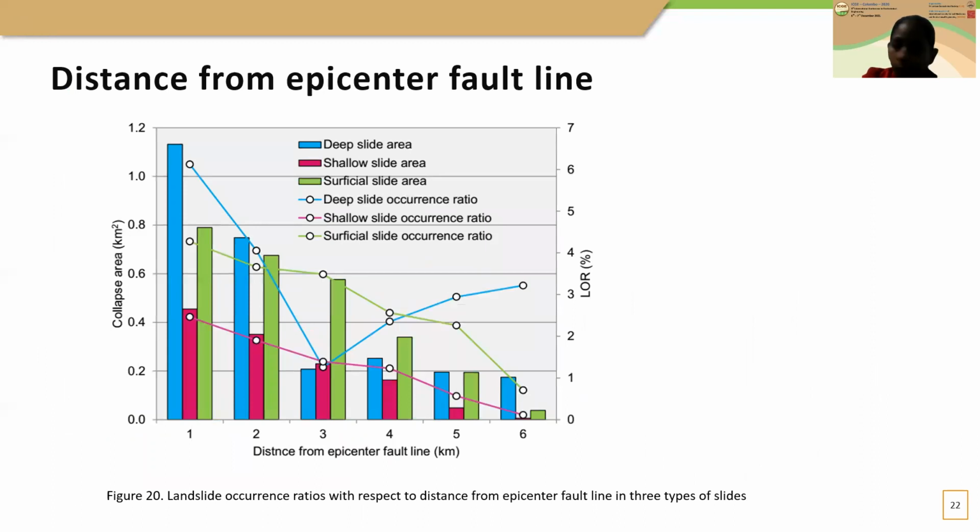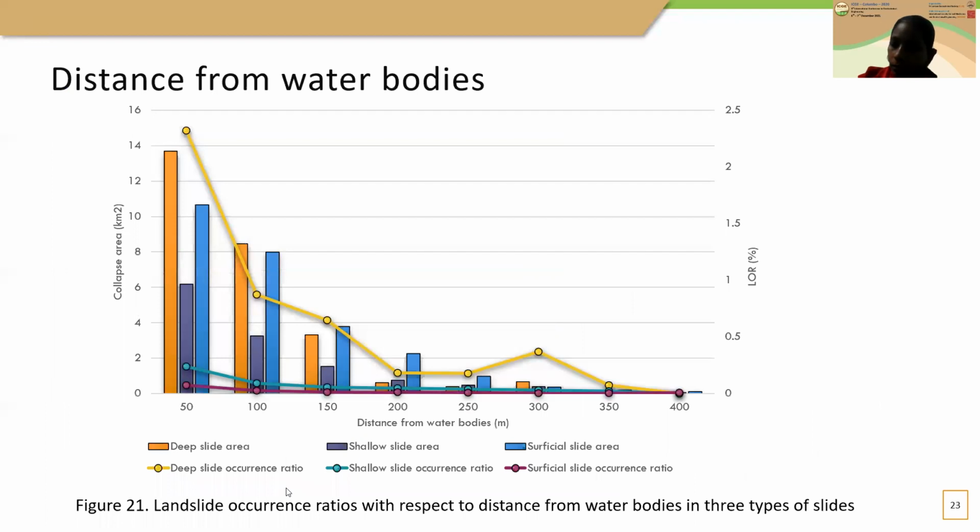And let me move to the distance from the epicenter fault line. Now let's see the relationship of the distance from the epicenter fault line to landslides. Surface slide and shallow slide decrease monotonically with distance from the epicenter fault line, but deep slide does not show that kind of clear relationship.